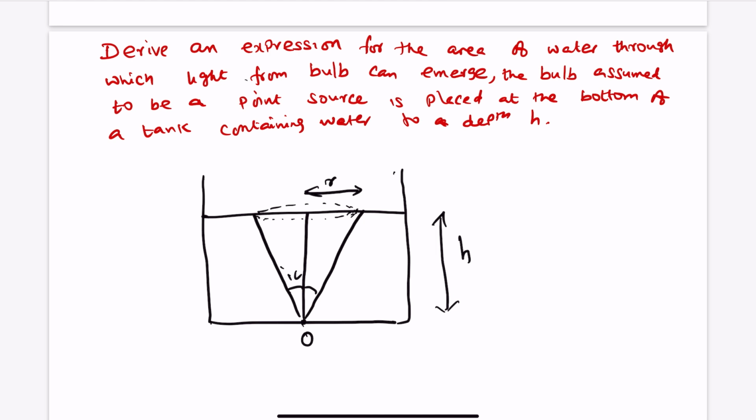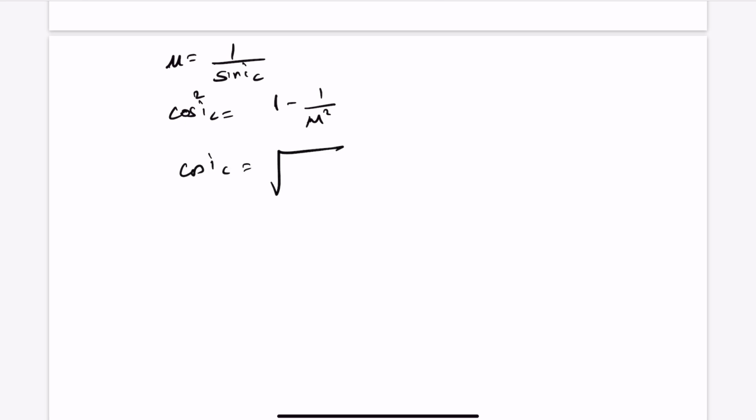We know mu equals 1 by sin IC. So cos square IC equals 1 minus 1 by mu square. So cos IC is equal to root of 1 minus 1 by mu square.